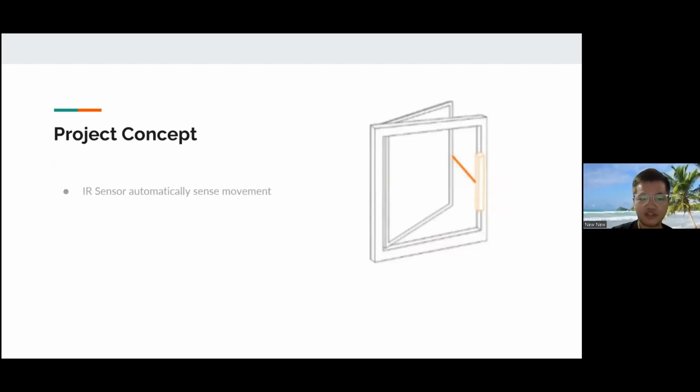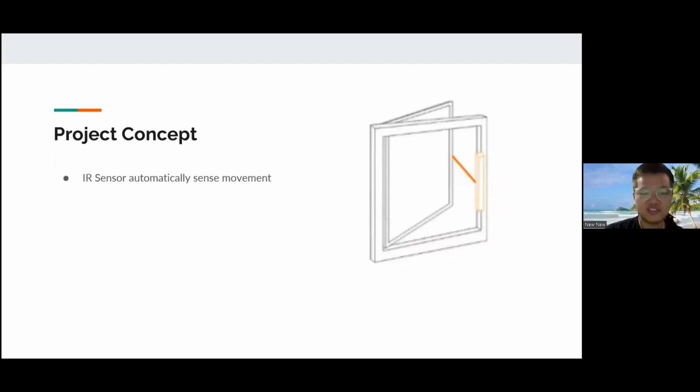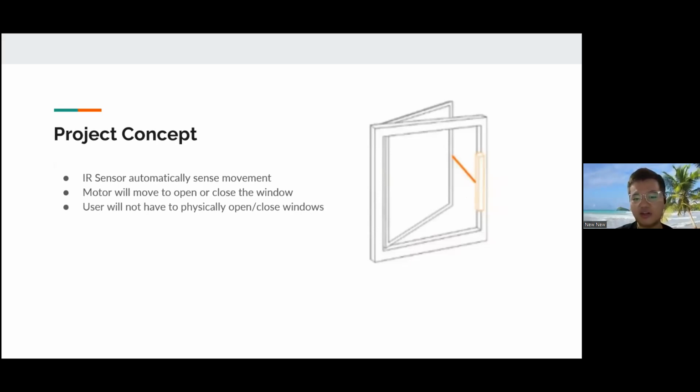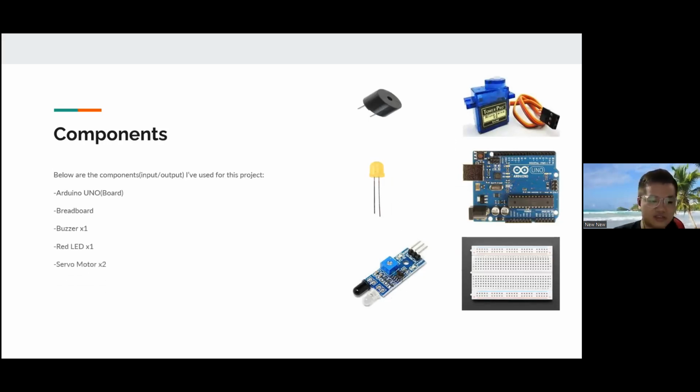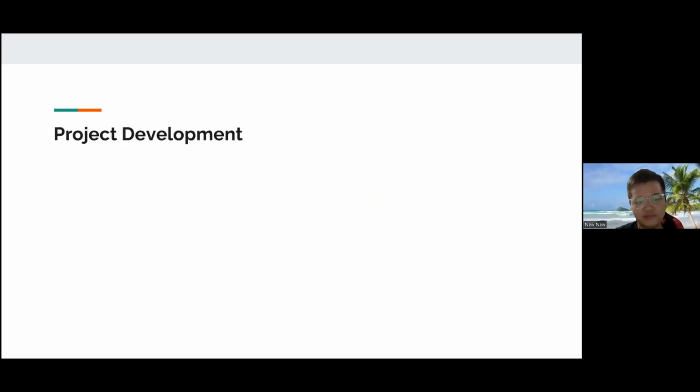My concept of my project is that the IR sensor automatically senses movement or objects. If it detects anything, the motor will then open or close the window so that the user will not have to physically open or close the window. So these are the components I've used: Arduino board, a breadboard, a buzzer, a red LED, and the two main components being the servo motor and the IR sensor.